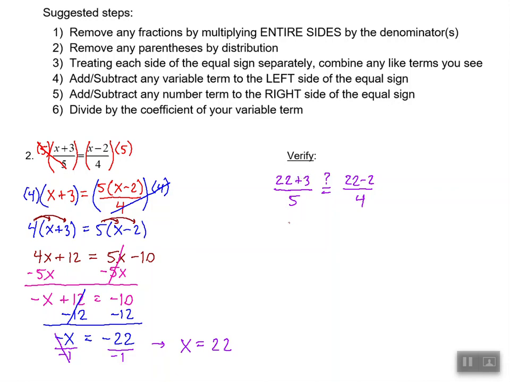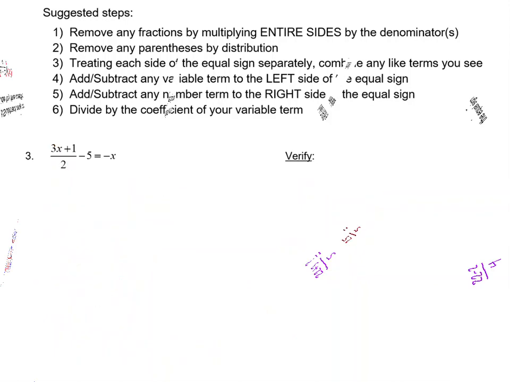22 plus 3 is 25. 25 divided by 5 is 5. 22 minus 2 is 20. 20 divided by 4 is 5. Cool. We got exactly the same thing, so I know that 22 is my answer. Verified. Let's look at our final example.